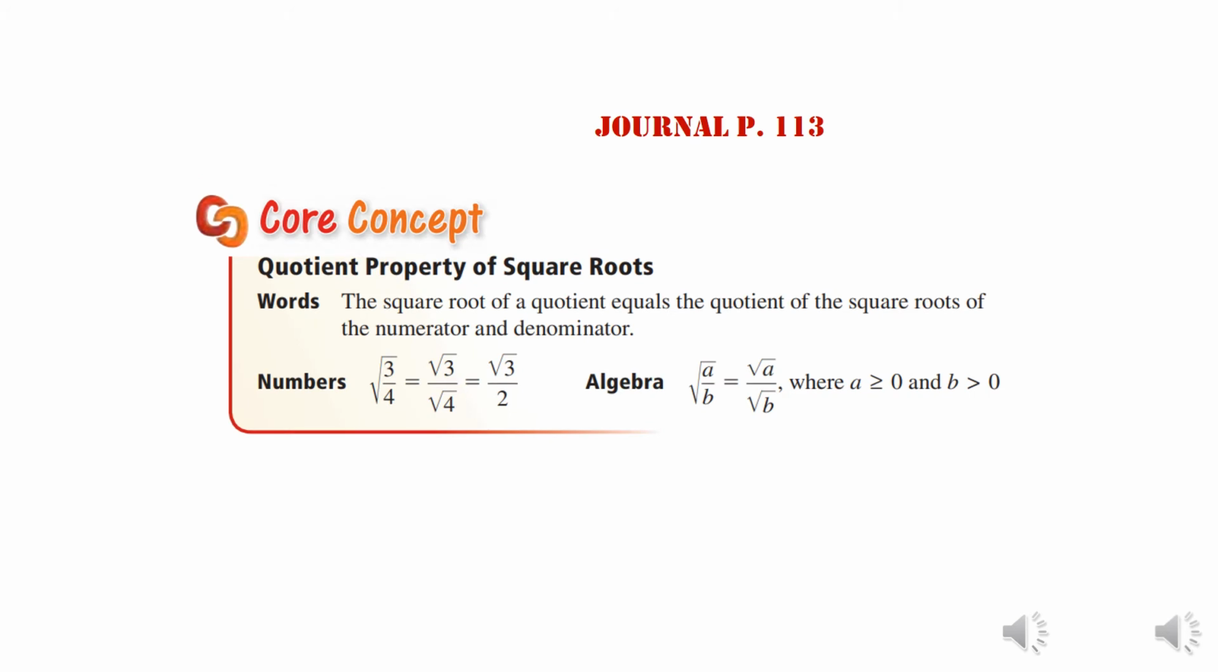Okay, so the quotient property of square roots. The square root of a quotient equals the quotient of the square roots of the numerator and the denominator. So what you can do is separate it just like you did with the multiplication and then solve the bottom. Remember that one of the rules of simplifying radicals is there can't be a fraction in the radical and there can't be any radicals in the denominator. So both of those have to be solved for. So we're going to do some examples to explain that.